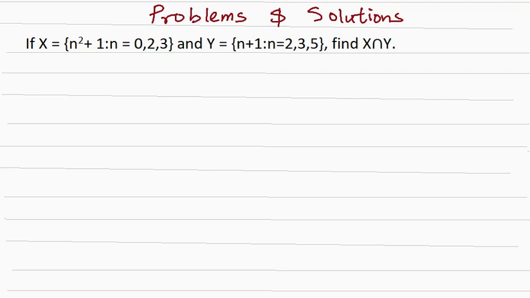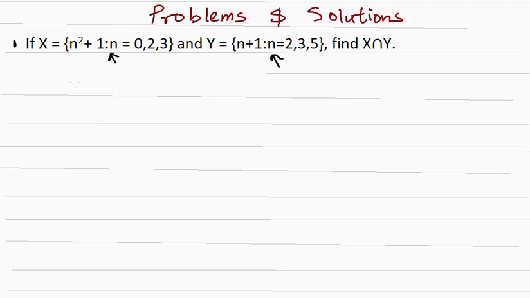All right, so I'm going to start with the very first question on the screen. It goes this way. If x is equal to n squared plus 1 such that n is equal to 0, 2, and 3, and y is equal to n plus 1 such that n is equal to 2, 3, and 5, find x intersection y. As you can see, these two sets, x and y, are expressed in set builder notation. So we don't know their elements until we interpret the set builder.